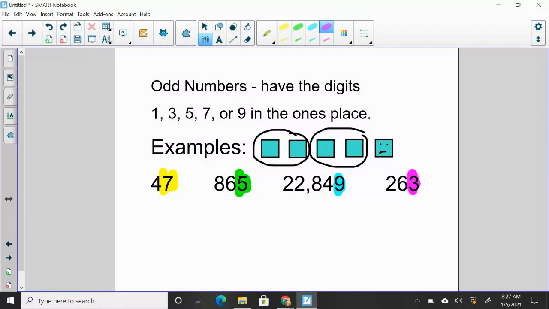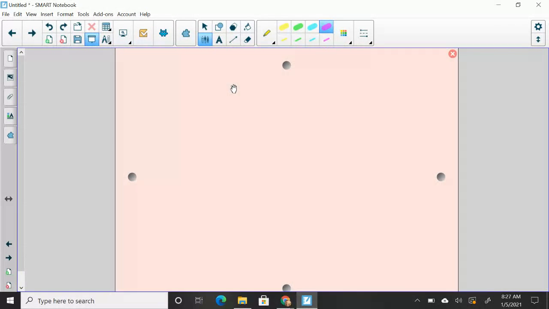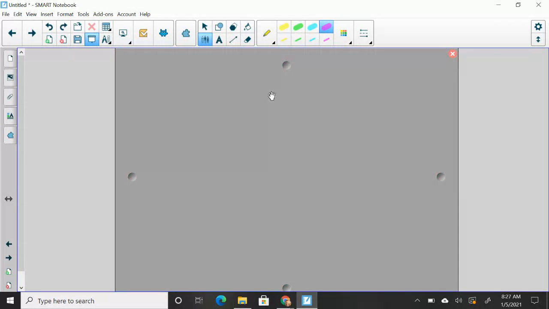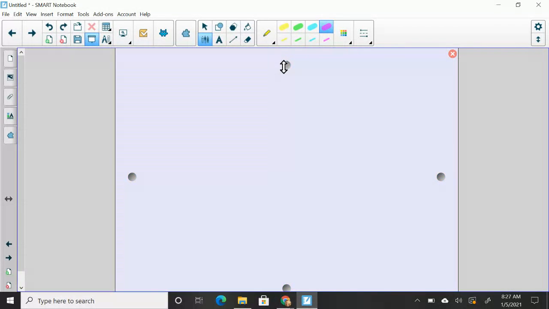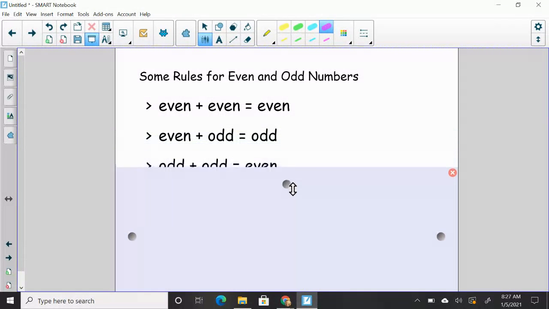Okay, so that's the basics, even and odd numbers, how to determine quickly whether or not you are working with even and odd numbers. We do have some rules to talk about. Let me get my screen up here. We do have some rules to talk about with even and odd numbers. And starting with some addition rules, okay? And I'm going to reveal all of these at once.